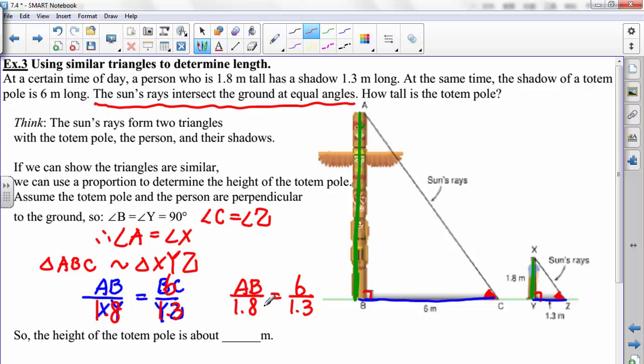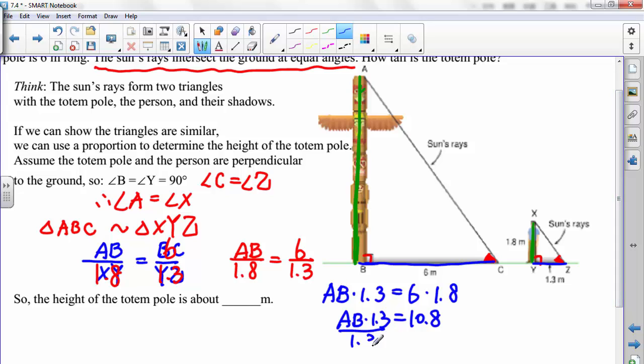Let's find the missing length AB. If I want to find the missing length AB, I will cross multiply. So AB times 1.3 equals 6 times 1.8. 6 times 1.8 is 10.8, equals AB times 1.3. Then I divide both sides by 1.3. So I can get AB is around... So the height of the totem pole is about 8.31 meters.